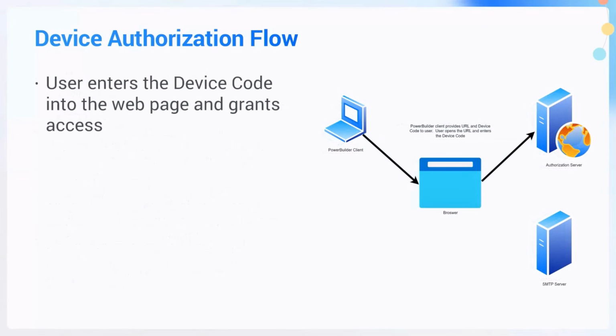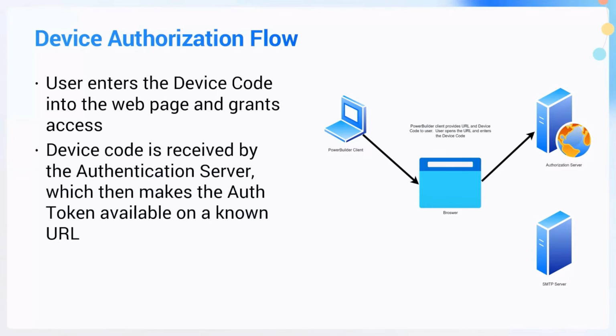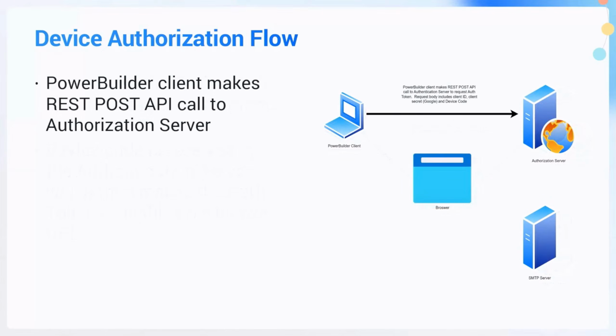So the user enters the device code into the page. They get prompted to log in. They authorize the application. At that point, that sends a message to the authentication server, which then generates the auth token and makes it available on a known URL. Well, since that's on a known URL, we can do another REST call, and we do that to retrieve the token. So you see how, rather than having to use a WinSock library to monitor a port, this is a lot more natural for a PowerBuilder application to use this flow.